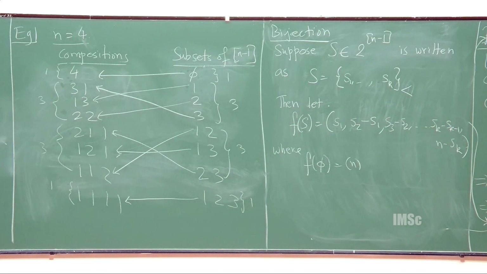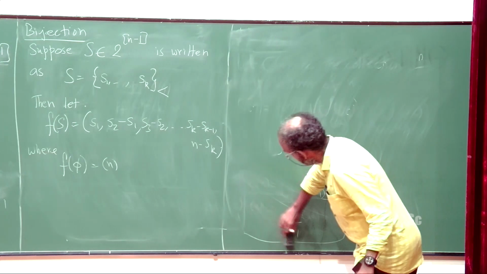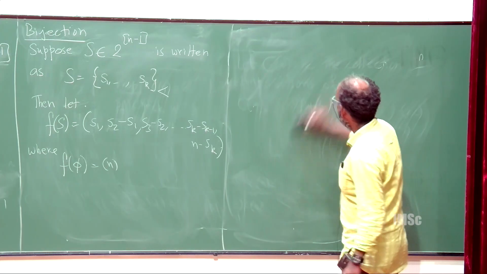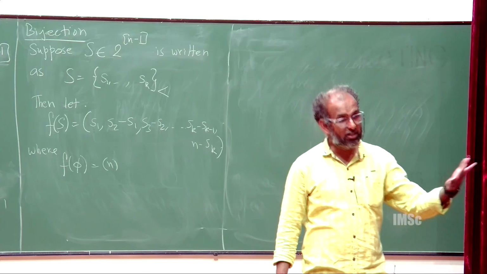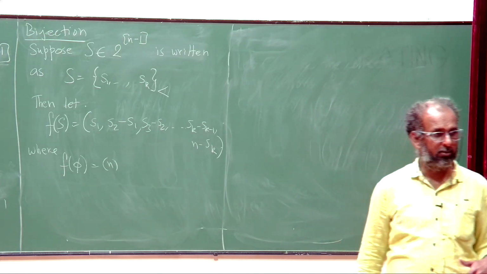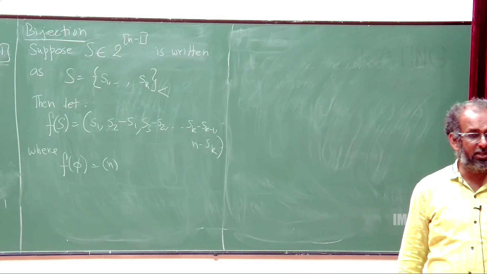So you see that this makes sense, right? It has, at least for n equals 4, given us a bijection. But how do you prove that this is a bijection? What is the strategy? Very good. The standard way of proving that this is a bijection is to construct the inverse map. So let's construct the inverse.